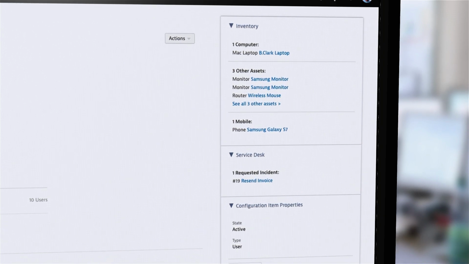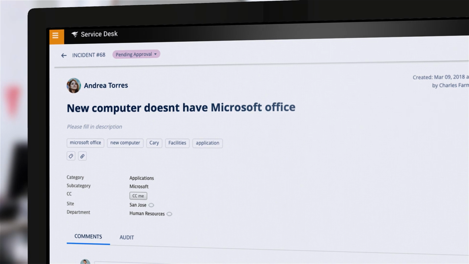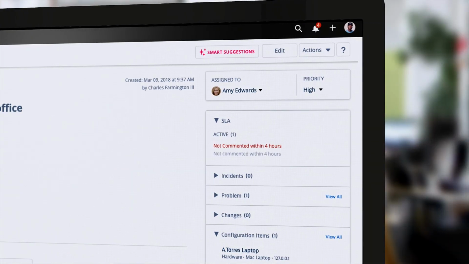And it helps your technical teams connect specific devices to related incidents or changes, and even helps identify high-priority problems.